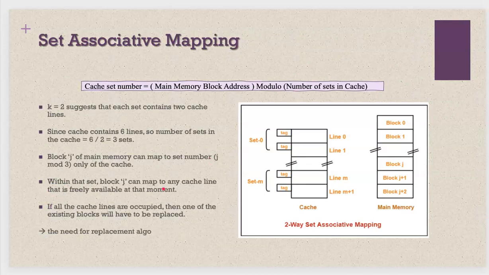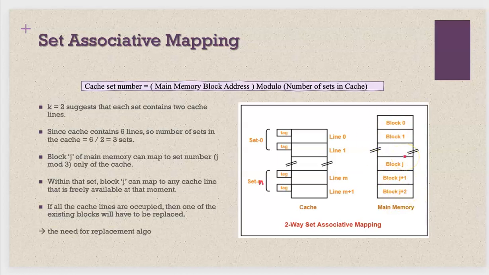So this is an example of 2-way set associative mapping. Here you have your set 0 comprised of line 0 and line 1, and they have their own tags. And then you have your set M, and then you have your line M plus 1, and you have your tags over here. This wouldn't be set M minus 1, because this should be a different notation, set N, let's say. And then we have our main memory going from block 0, block 1 up until block J plus 2.